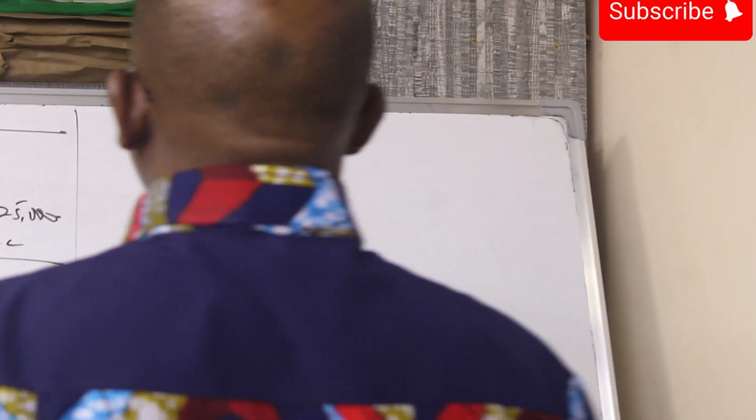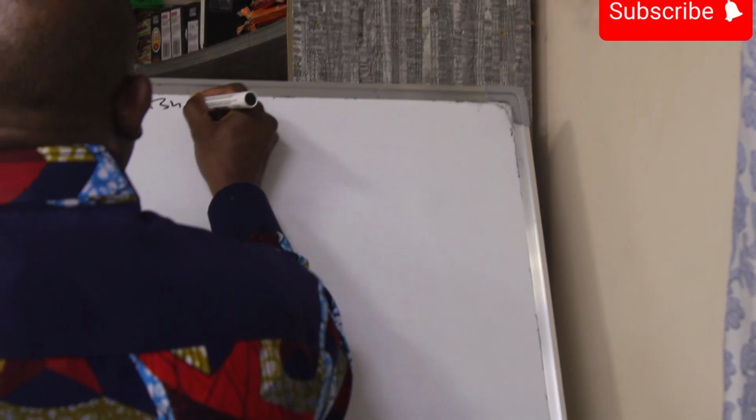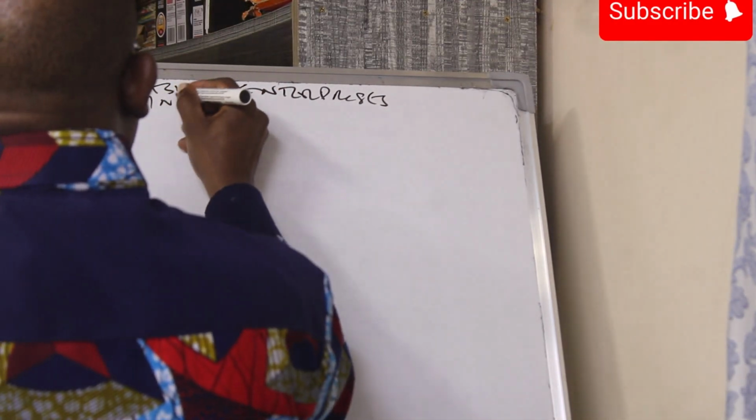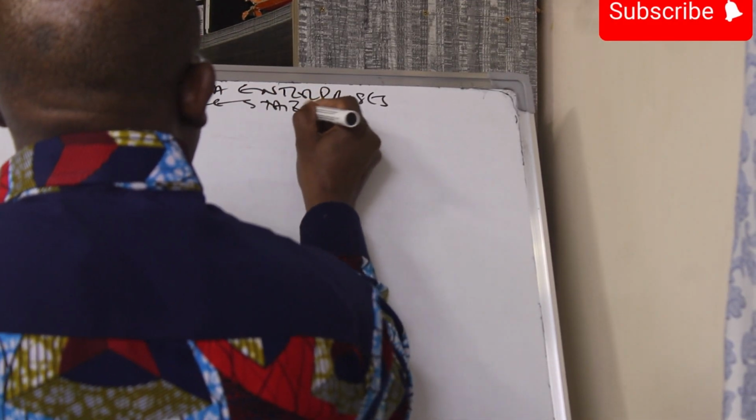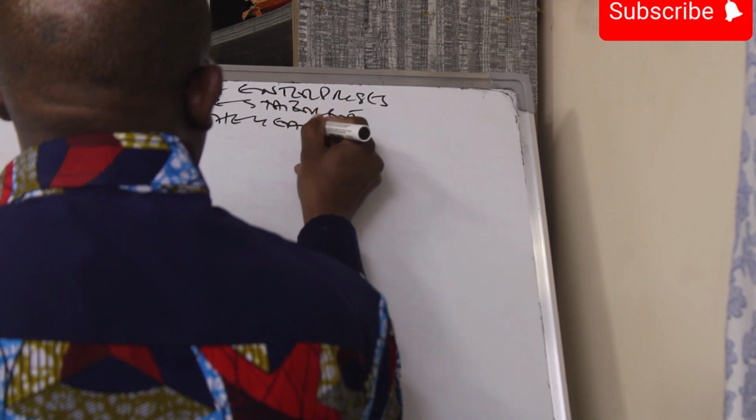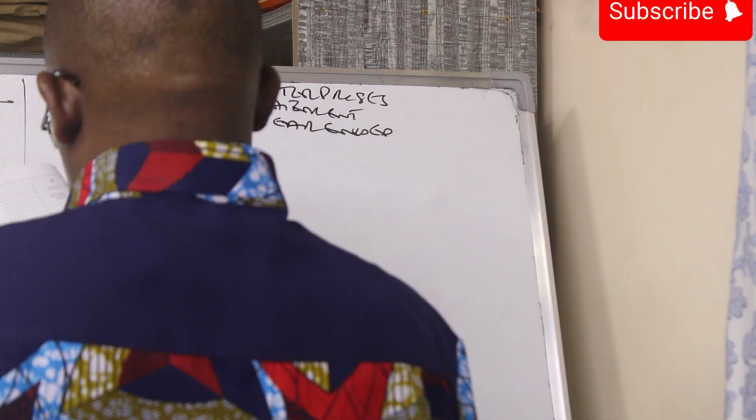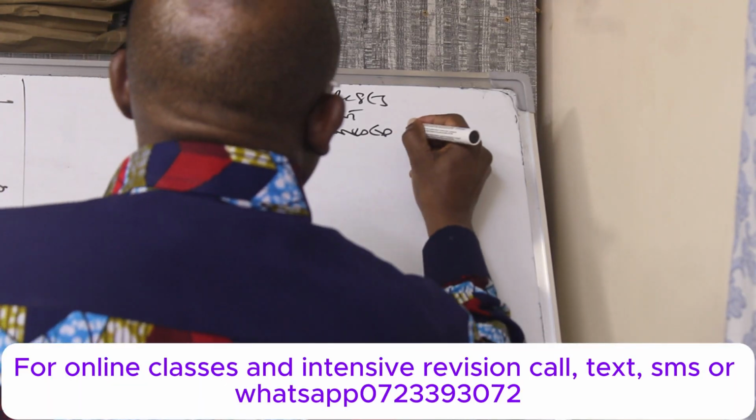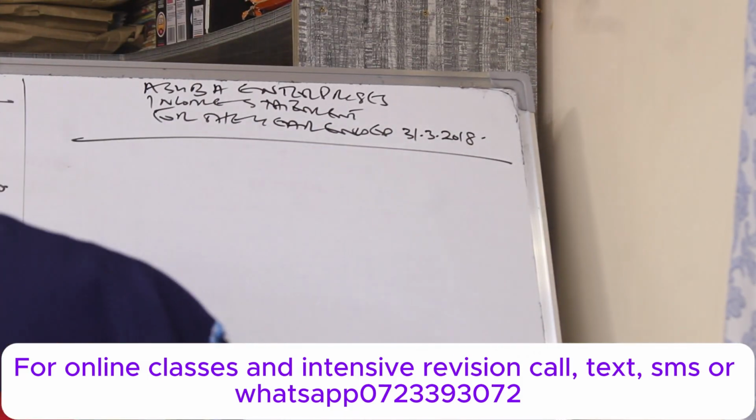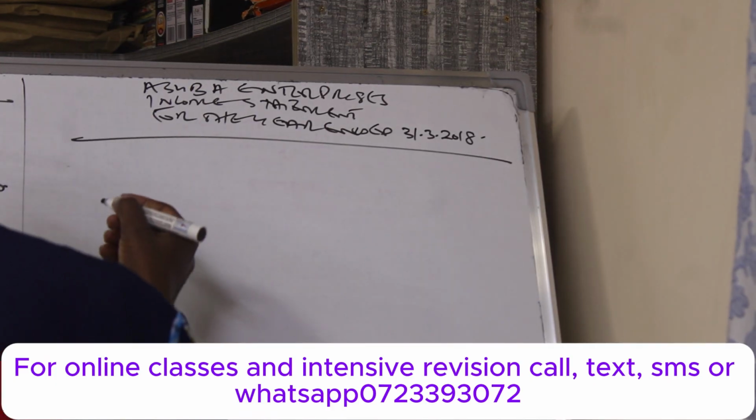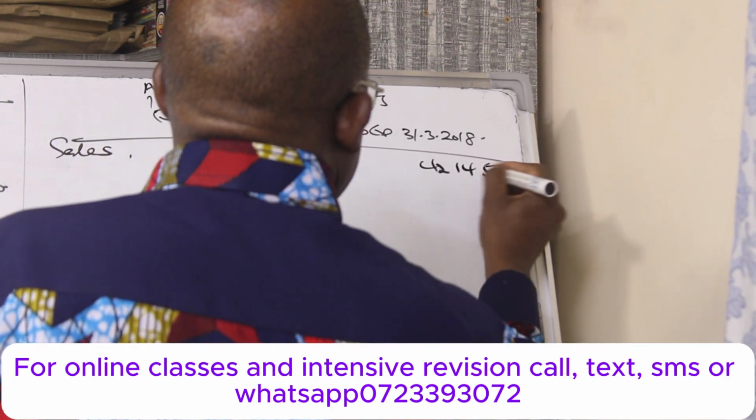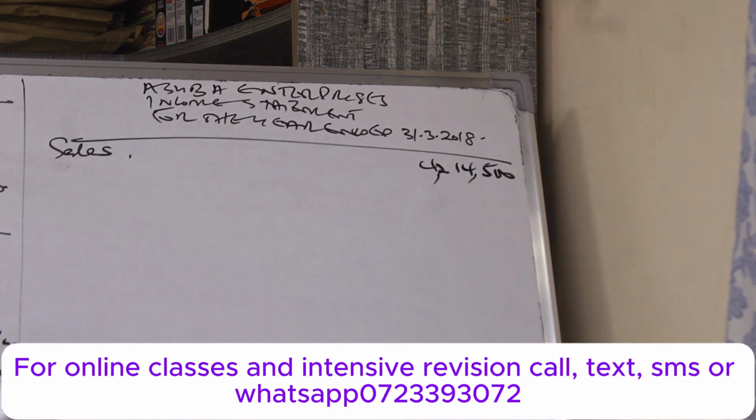We have Asumba Enterprises, income statement for the year ended 31st March 2018. Our sales is 4,214,500.